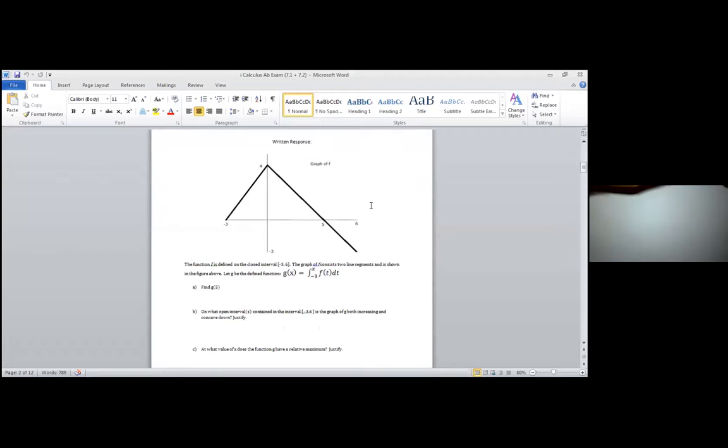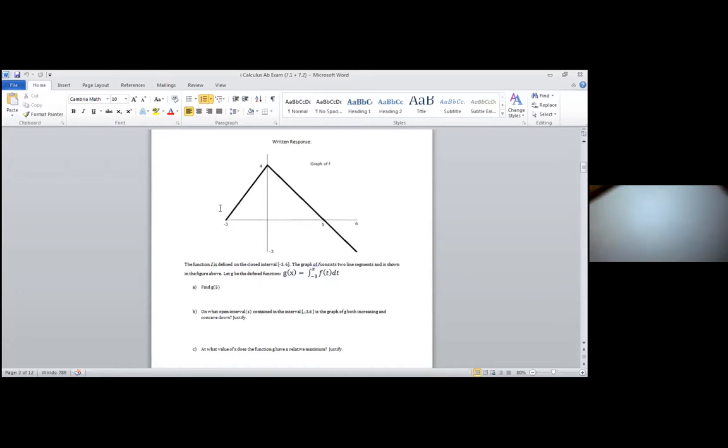So for part A, it says to find G of 5. So I believe we did this problem last class or something very similar. So G of 5 would be plugging 5 into that top bound, at which case now you're looking for, it says G equals integral F. So from -3 to 5 is just the area of these two triangles on the top. So for part A, your answer is going to end up being 16.